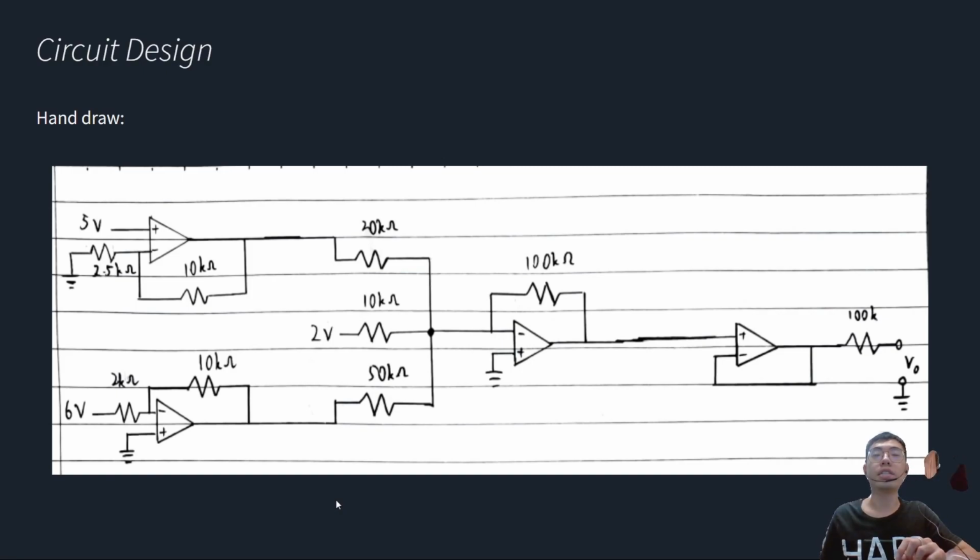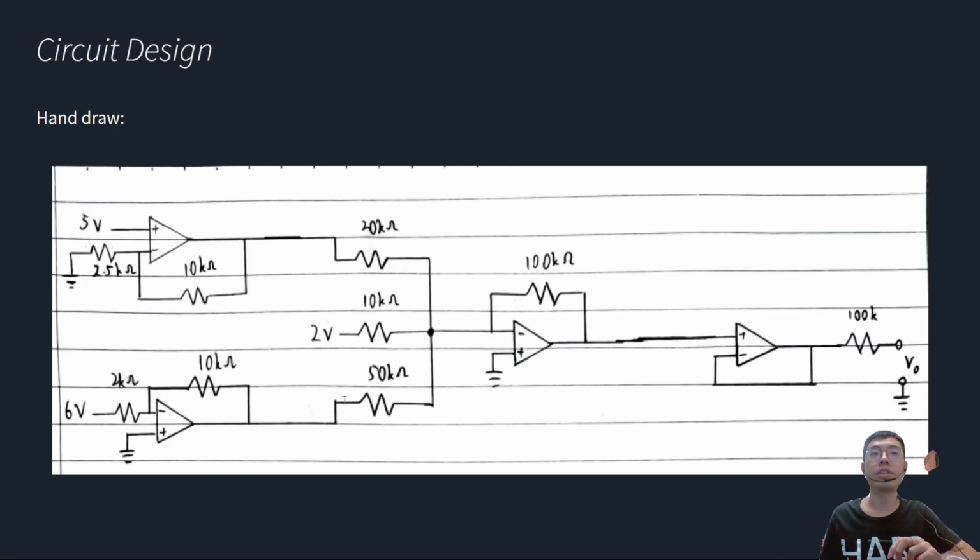I will continue on our circuit design for our group project. So this is the hand-drawn version of our operational amplifier circuit. It consists of 4 operational amplifiers, one 2.5 kilo ohm resistor, three 10 kilo ohm resistors, one 20 kilo ohm resistor, one 50 kilo ohm resistor, and one 200 kilo ohm resistor. Also, there are three DC voltage supplies with 5 volt, 6 volt, and 2 volt accordingly.